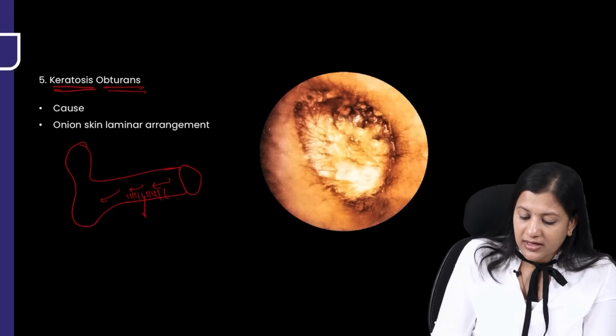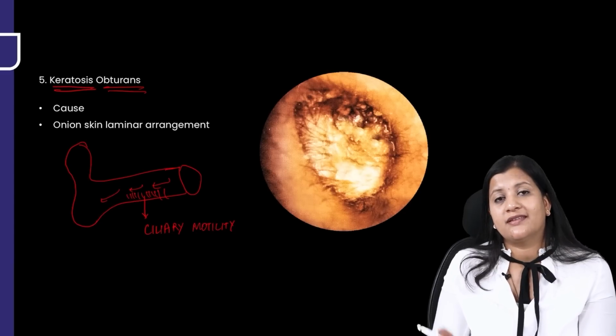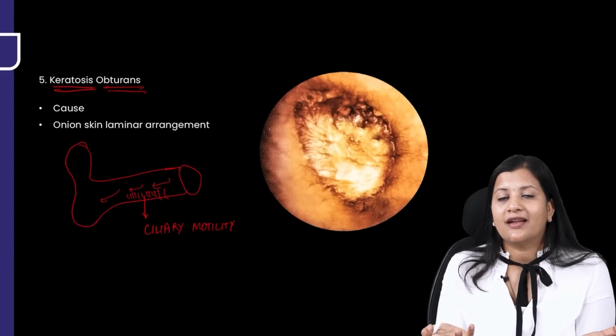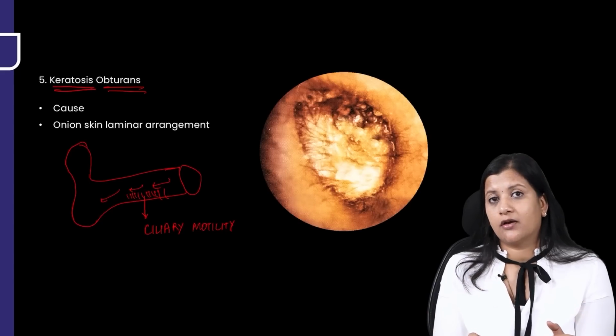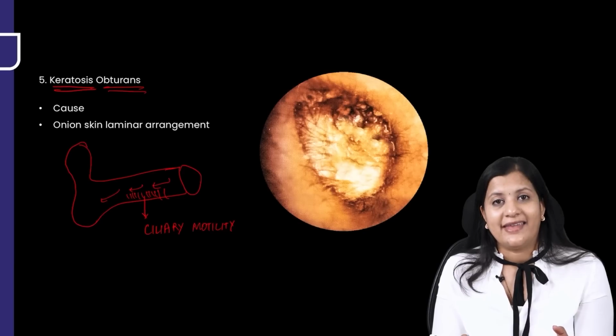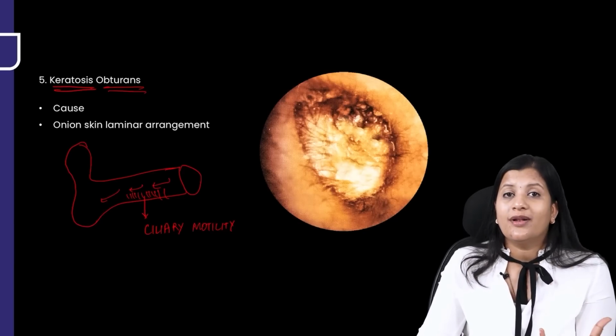Now, assume there is a patient who has a ciliary motility defect. What would happen in these patients? Can the squamous epithelium migrate? Cannot migrate. So once it cannot migrate, what will happen? Will it get retained in the external auditory canal? Yes. And if it gets retained in the external auditory canal, what will we see?